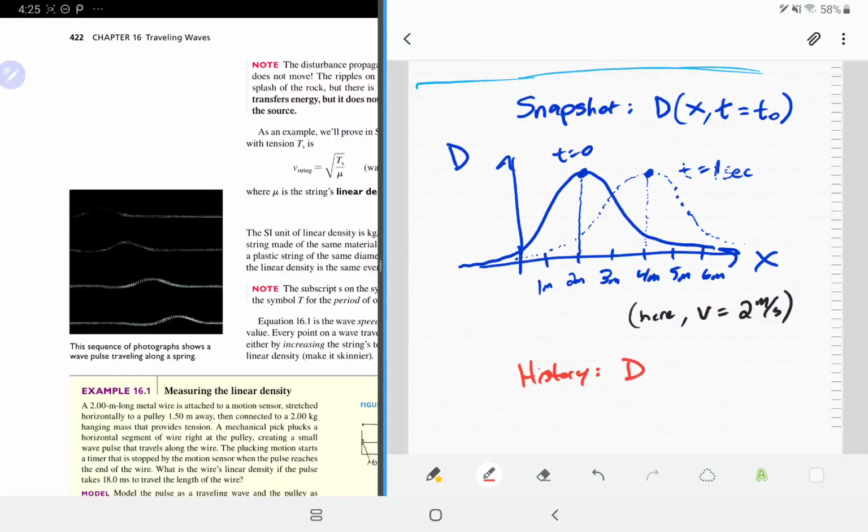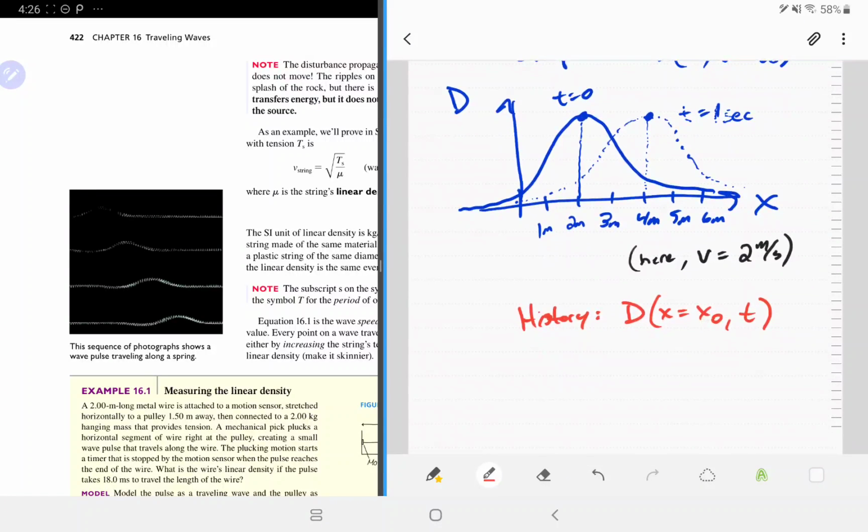History has the displacement as a function of time, so this time we're going to hold x constant. X is equal to some constant value. And we're going to track the displacement over time. Just like we had to pick a t value when we were doing a snapshot graph, in other words, you have to pick a time where you're going to take a picture of the wave, right? That's what this constant is right here. So this is when did I take the picture.